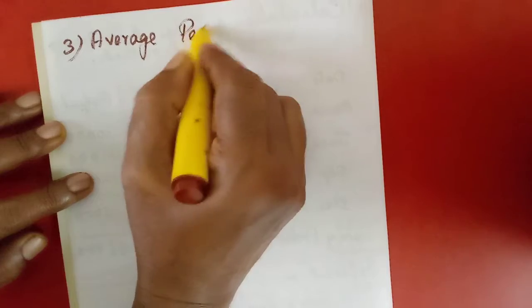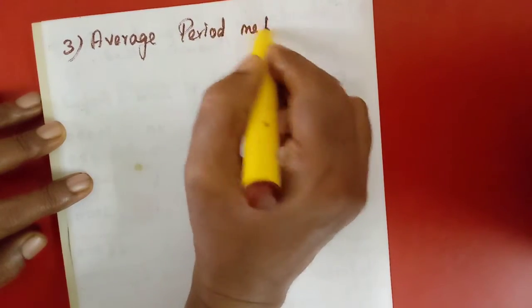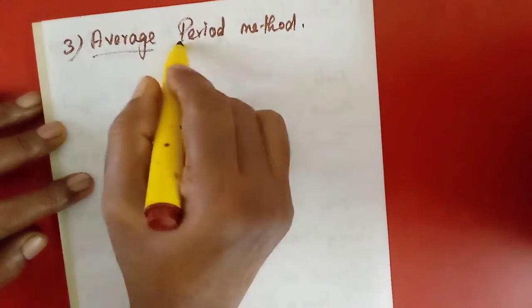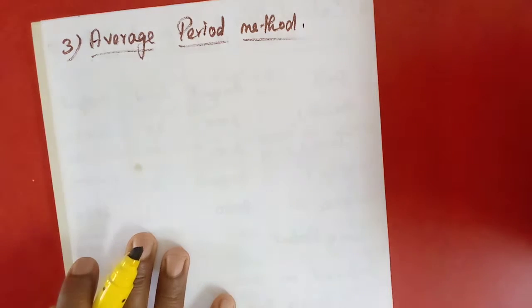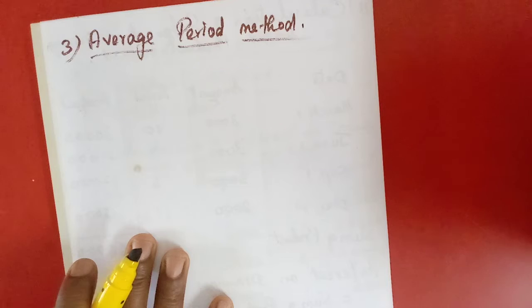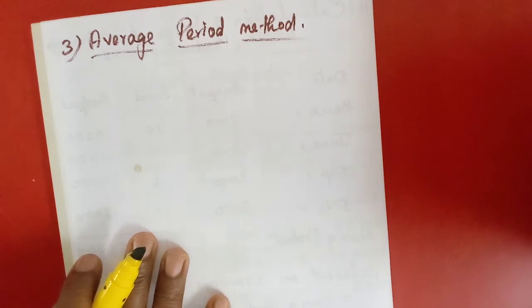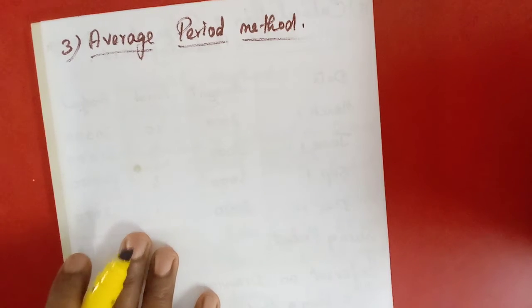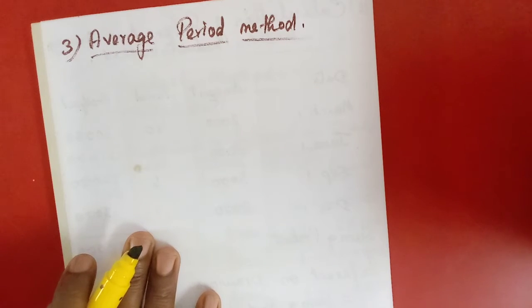Average period method. So you must be very careful about these three methods. Okay, students. First one, direct method. Simply calculate the number of months they have to pay the interest. That means amount of drawings into period, into rate of interest, that is rate by 100 into period, isn't it? But in the product method, sum of product into rate by 100 into 1 by 12.